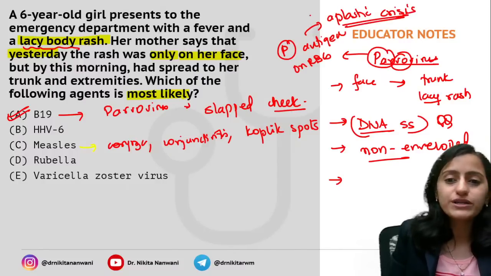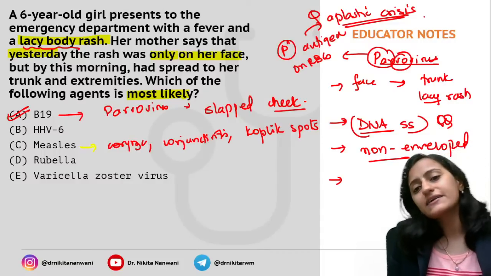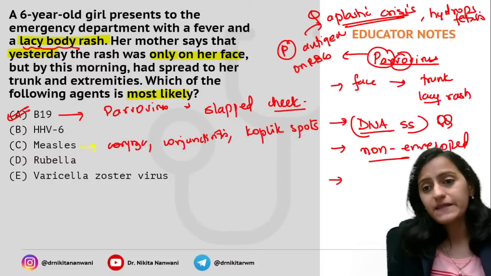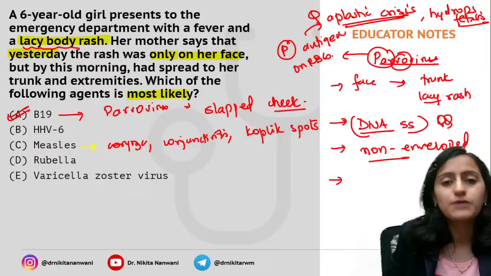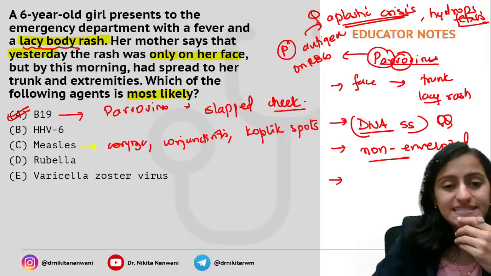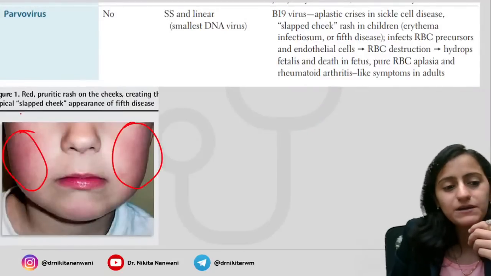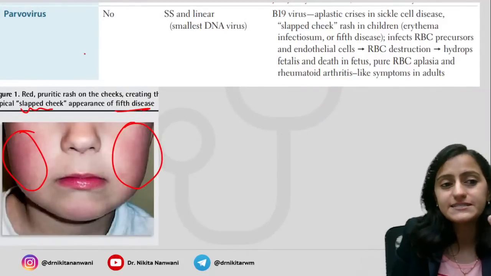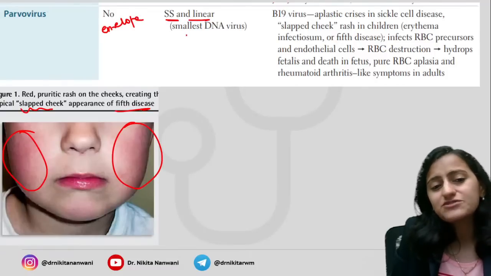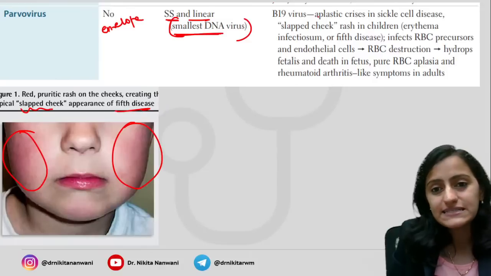Very very important question. It causes aplastic crisis, and it can also cause hydrops fetalis as well. So very important. Remember, this is Parvovirus, fifth disease, slapped cheek appearance. This is what you see here, the slapped cheek appearance classically of the fifth disease. Remember, Parvovirus has no envelope. Single-stranded linear DNA virus. It's the smallest DNA virus.